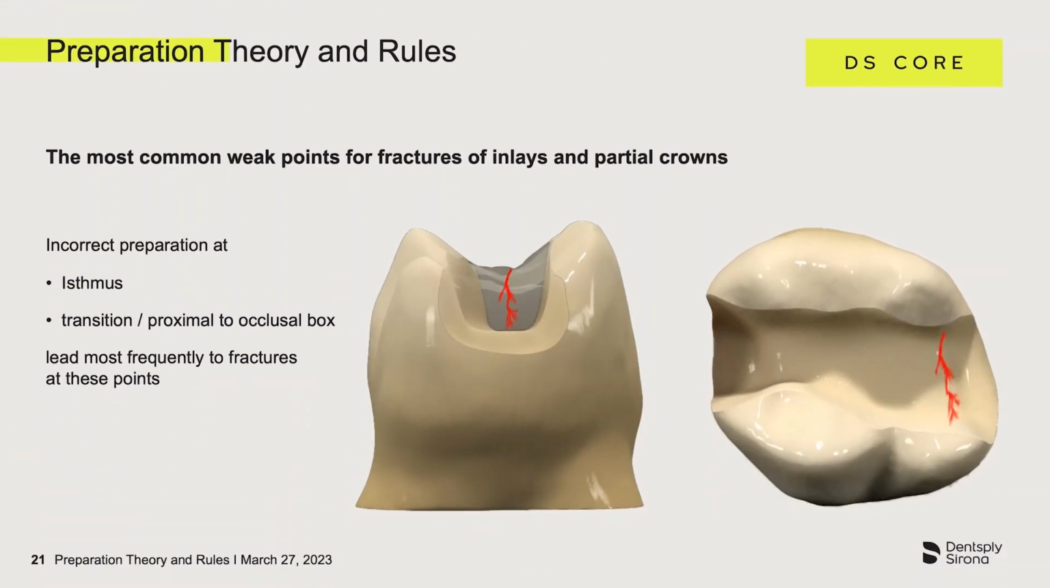The most frequent fractures in inlays and partial crowns occur at the transition from the occlusal to the proximal box, as shown in the picture on the right. This can be avoided by maintaining the minimum layer thicknesses and by ensuring that the transition from the occlusal to the proximal box is nicely rounded. The left picture shows the fracture line that often occurs at the isthmus. These problems can be minimized by paying attention to the minimum layer thicknesses when preparing the central fissure.